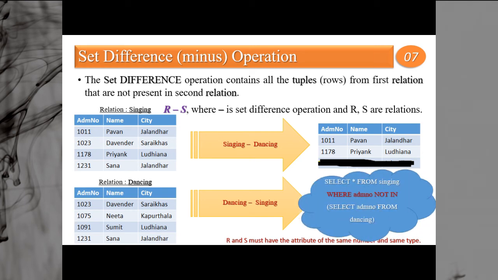So how do we perform these things? Very easy. Say I'm talking about this particular portion, singing minus dancing: select * from singing where admission number not in (select admission number from dancing). You can see the difference.